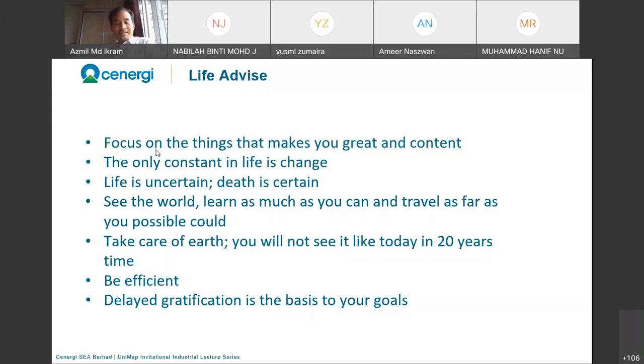And life is uncertain. Yes, you have no idea what's going to happen in front of you. The only thing that is certain is death, and another thing that is certain is tax. Those two things, death and taxes, are certain. So see the world, learn as much as you can, and travel as far as you can.